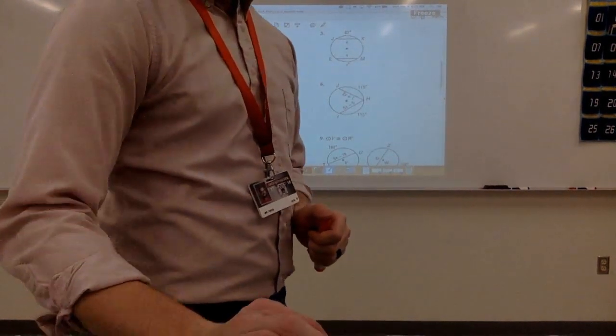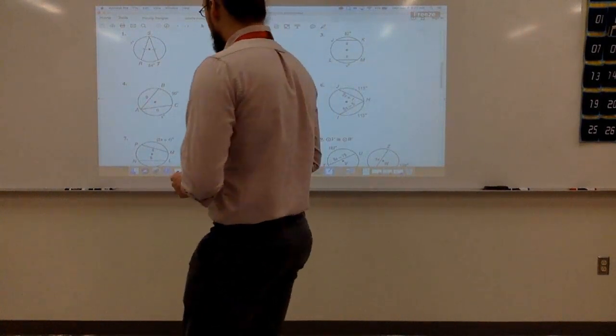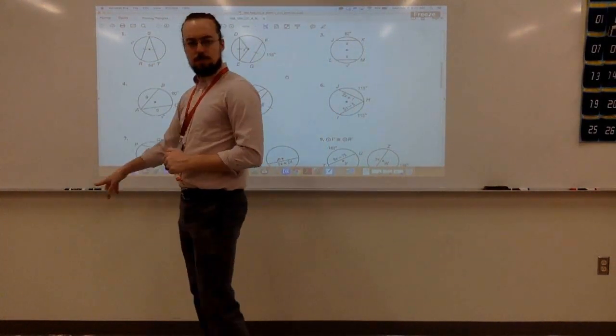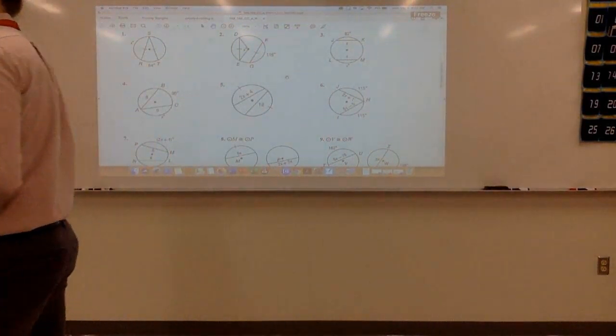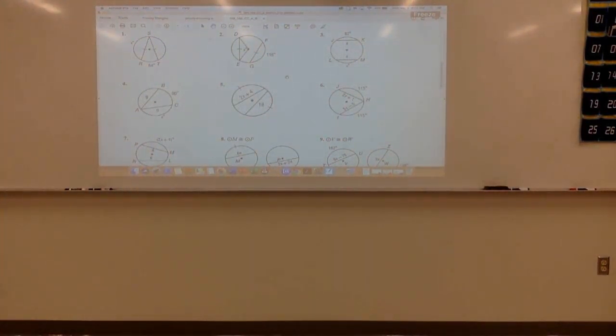It's the bottom. So we would just be setting 2x plus 4 equal to 3x plus 2. Minus 2.